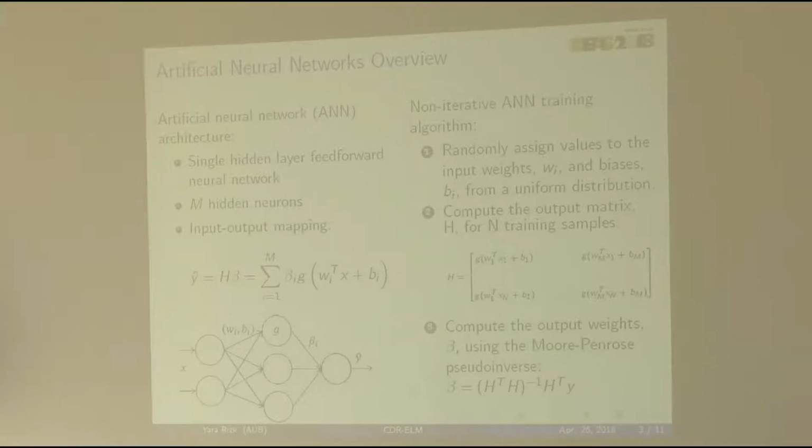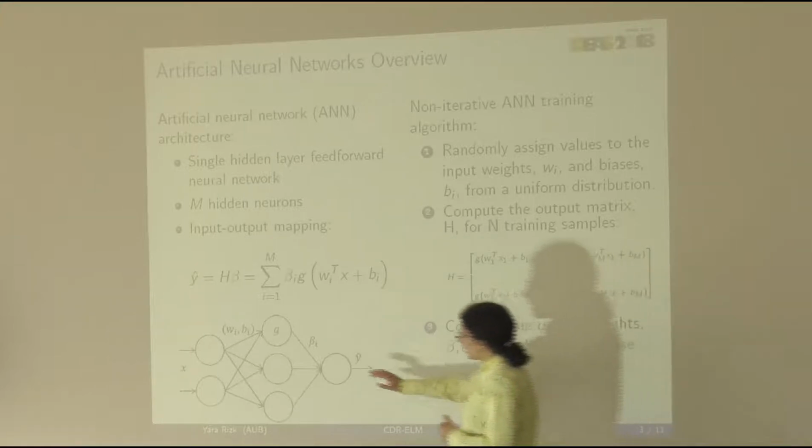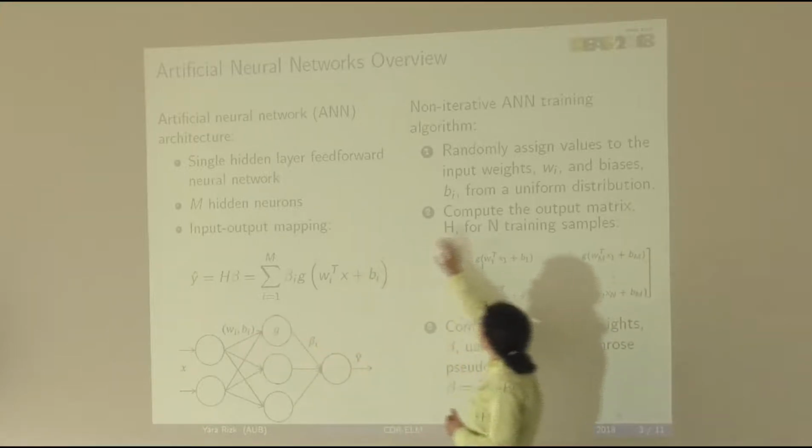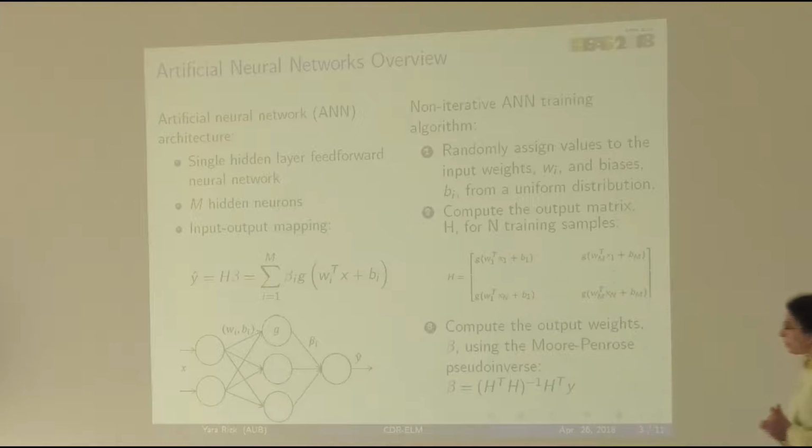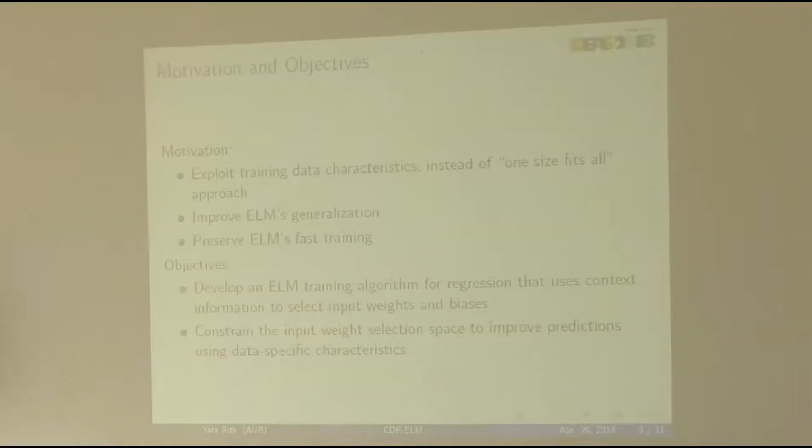What we're basically trying to propose in this work is to say, instead of randomly initializing these W's and B's from just a uniform random distribution, let's try to make use of my X's, which are specific to a certain problem, and benefit from this problem's properties to improve our performance when we classify or perform regression, which is really the main focus of this work.